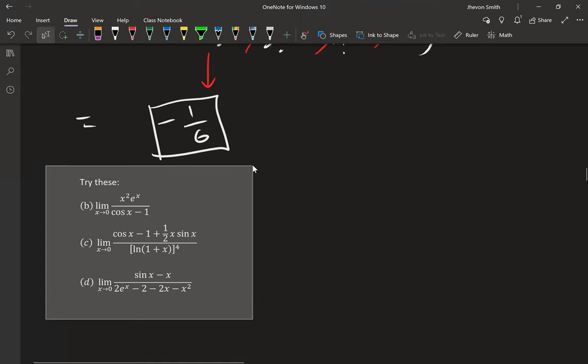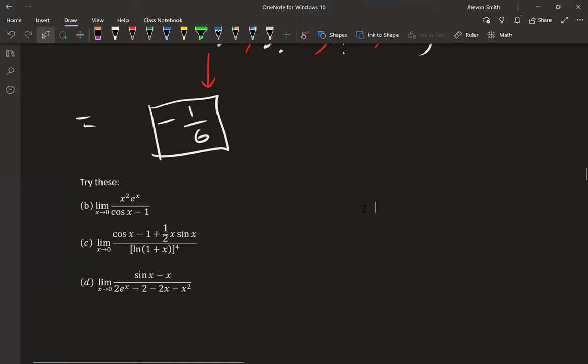Here are some more examples for you to try. You can replace e to the x with its series, or replace cosine with its series. Go through here and replace the series for all of these guys, and you're going to realize that you're able to actually simplify things very nicely.